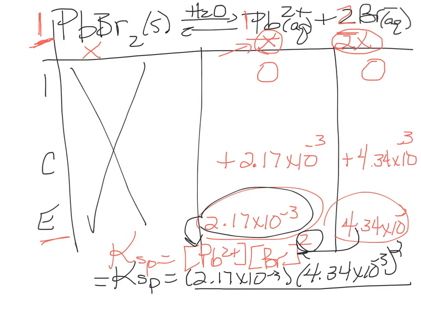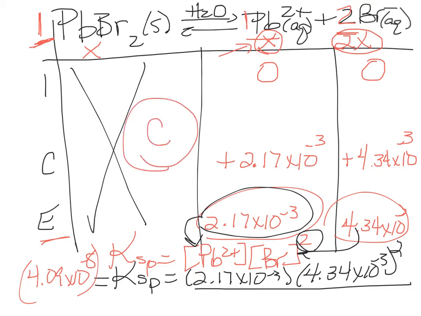So when I do that calculation, I get 4.09 times 10 to the minus 8 for my Ksp value. So if you go back to the choices, I think that was answer choice C on the original question in the previous slide.